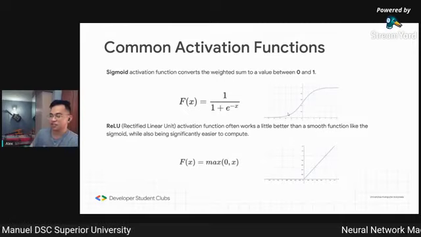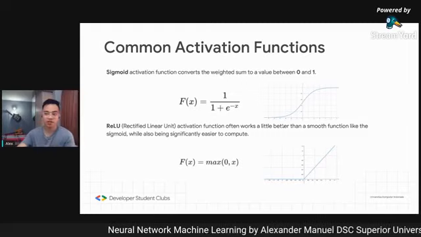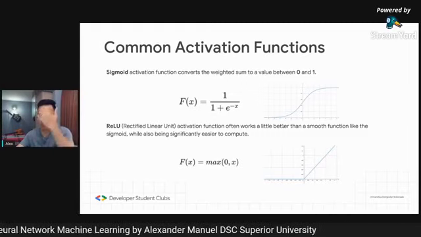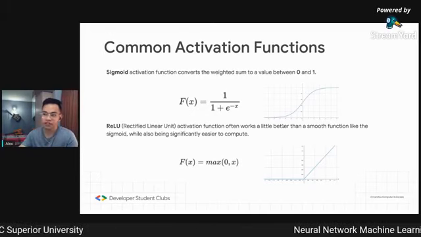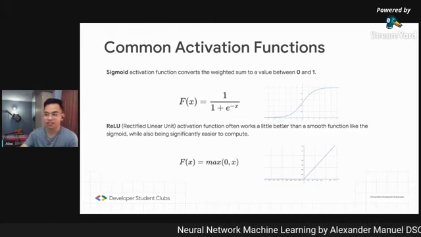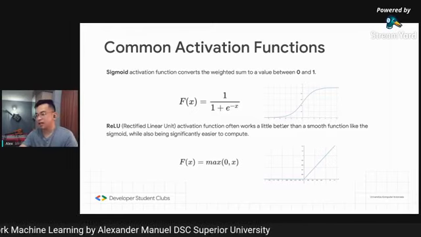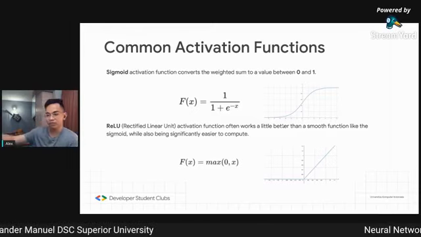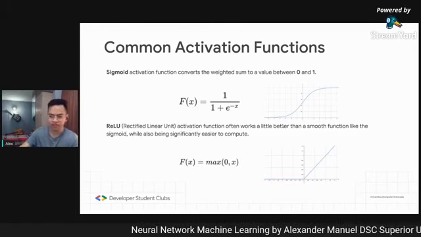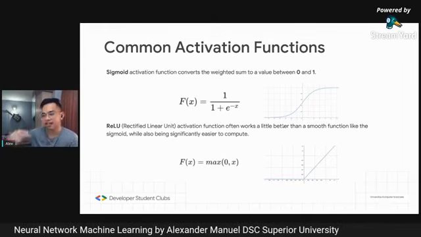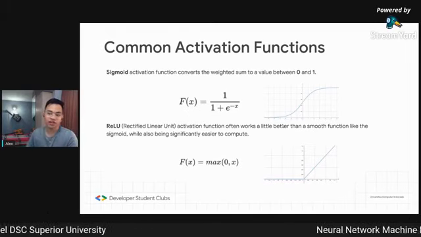So as you can see here, the X is the input, like from the image or text. For example, if the X value is 0, e to the power of minus 0 is 1, so the fired output will be 1 over 2, I mean 0.5, and it goes on to the next layer. That's for sigmoid.